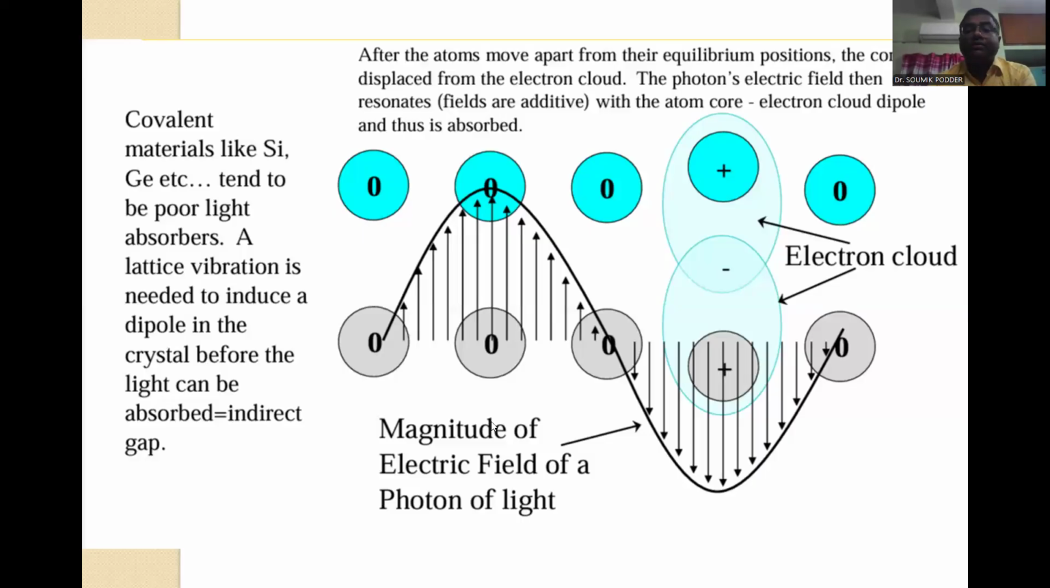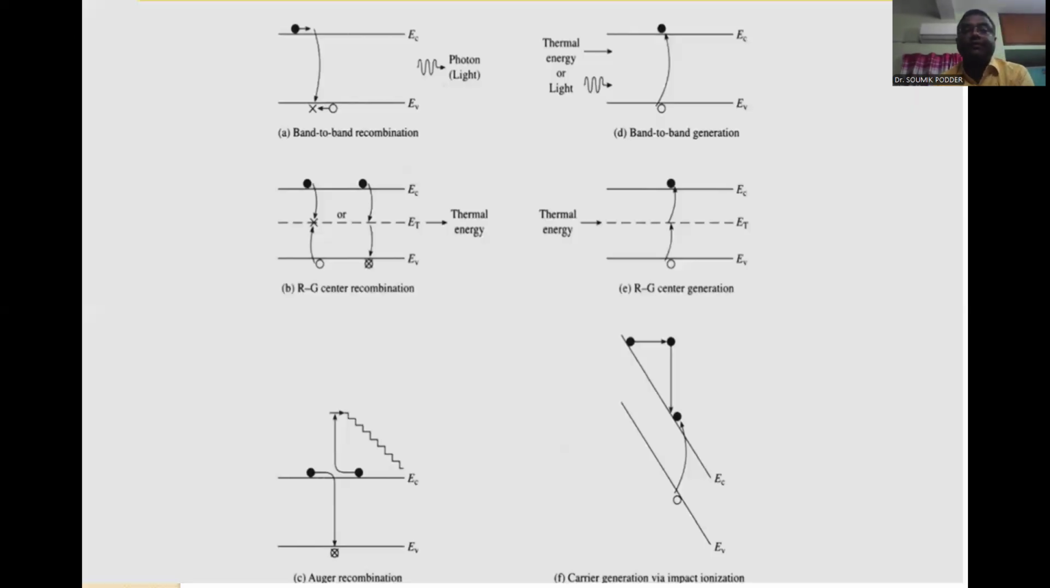So that's why here we are seeing that there is a photon electric field. This is a photon electric field. It will resonate with the atom core electron cloud. The atom core electron cloud will be generated inside the silicon and the germanium, and due to this the electric field will be resonating. This is basically the band.